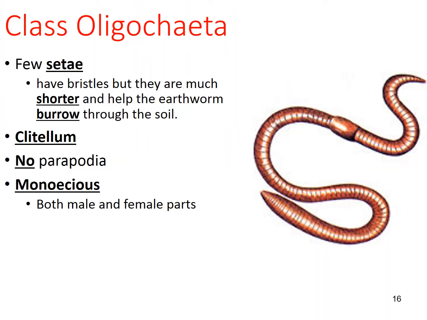Okay, class Oligochaeta. This means they have very few setae. They have bristles, but they're shorter, and they're meant to help them burrow through the soil. The wide, fleshy part on them is called the clitellum, and they don't have parapodia, so they don't have paired little feet. They just have little setae. They are monoecious, meaning they have both male and female parts, but they don't self-fertilize, so they reproduce sexually.